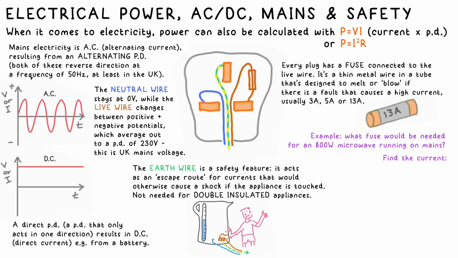Let's say that a microwave draws 800 watts of power from the mains. What fuse would it need? Well, we know power is 800 watts. We know PD or voltage is 230 volts because it's mains. So we use P equals IV to find the current and rearrange it. Current is equal to P divided by V. So that's 800 divided by 230. That gives us 3.5 amps.